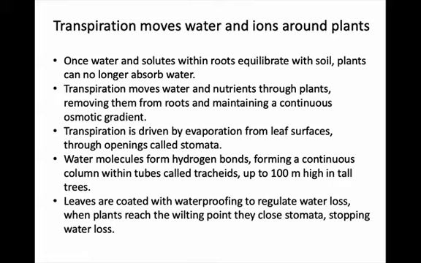It does this by transpiring water out of the leaves. So transpiration moves water from the roots through the plant to the leaves, where it evaporates out of the stomata on the leaf. And that removes water from inside the plant, increasing the solute concentration and restoring the osmotic potential of roots, allowing it to absorb more water and more ions.